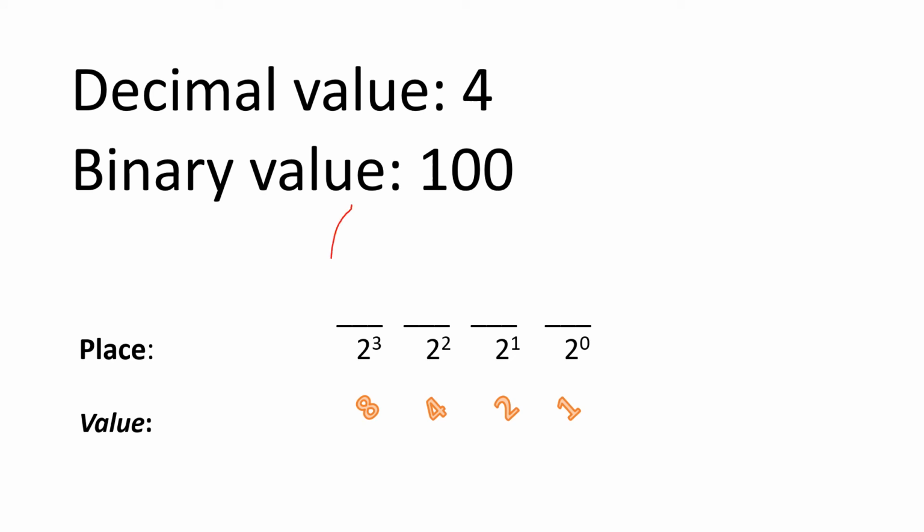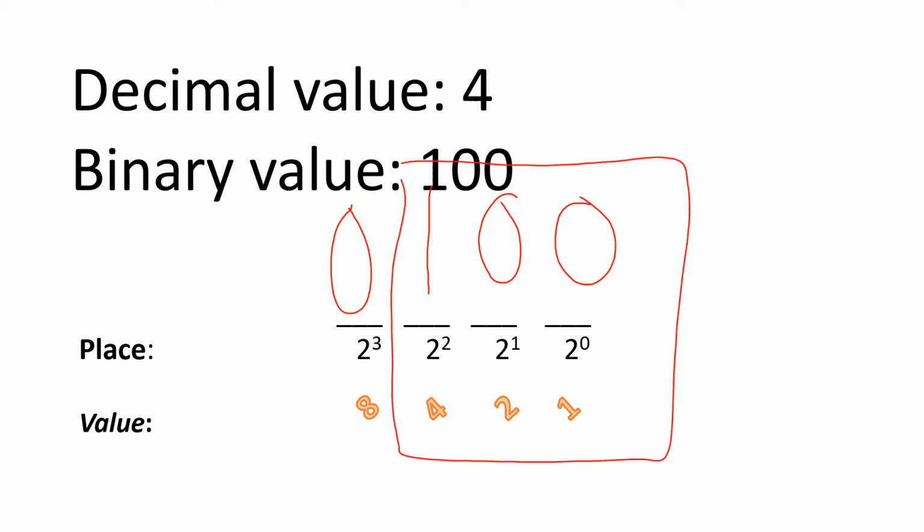4. There's a 0 in the 8's place. There's a 1 in the 4's place. And there's no more left, so we're going to put zeros. So 100 in binary is the decimal value of 4.